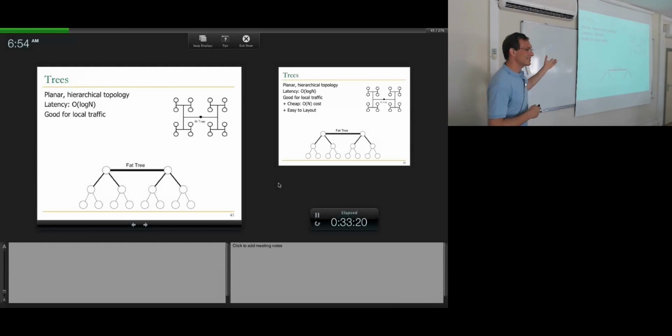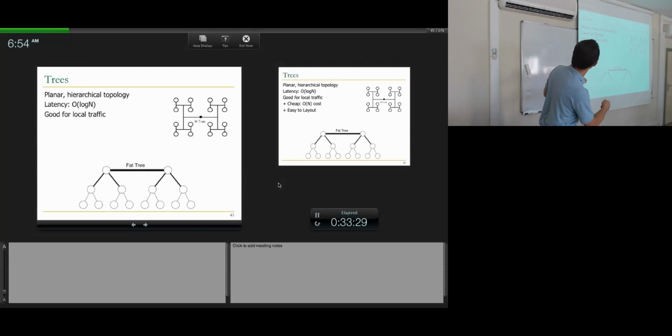Okay, so trees are maybe a little bit more scalable, but these are becoming more specialized to the communication pattern also. If you look at this, a tree looks like this. It's a planar hierarchical topology by nature. Ignore this fatness for now, but assume that this is a binary tree. And these are the nodes, and they can communicate with each other somehow. If you look at this, the latency is O(log n), right? The latency scales with the log of the number of nodes.